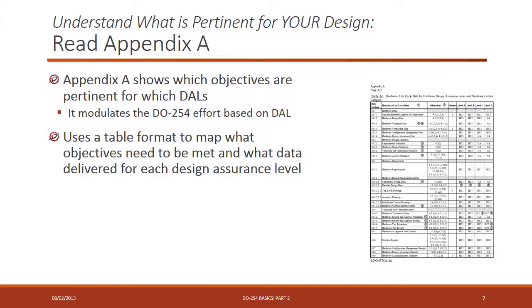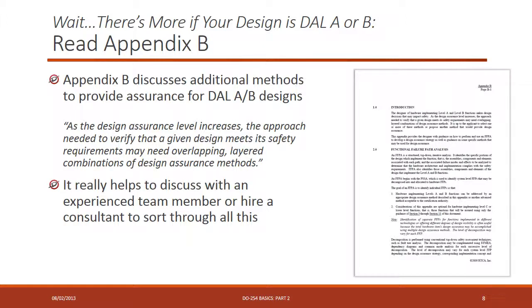So what it does is it looks at the objectives that need to be met for each design assurance level, what data that corresponds to, so what data needs to be captured and submitted, and then which sections of the document to find more information on the data and which objectives are actually being met and where those are in the document. So a lot of information in one small table and very important information at that. So Appendix A, really important. Bookmark that.